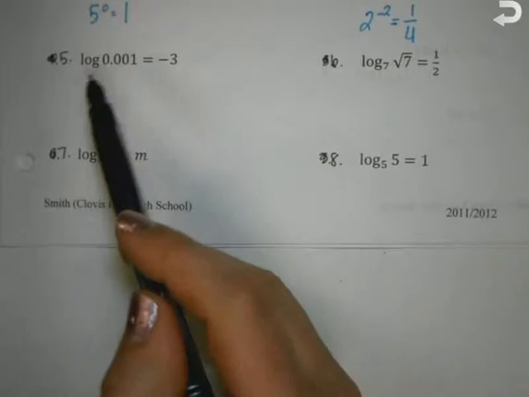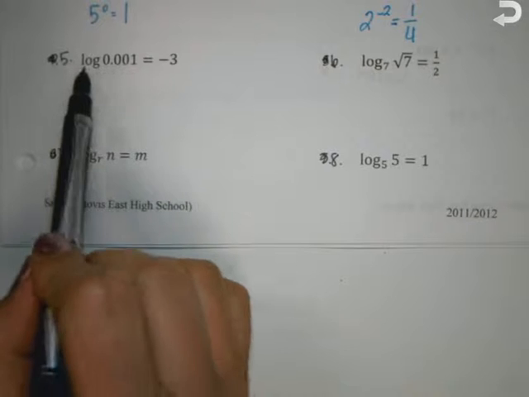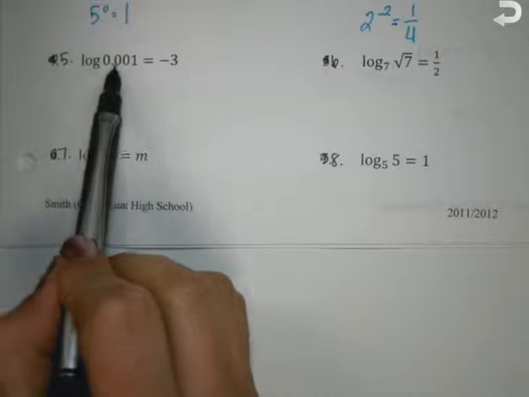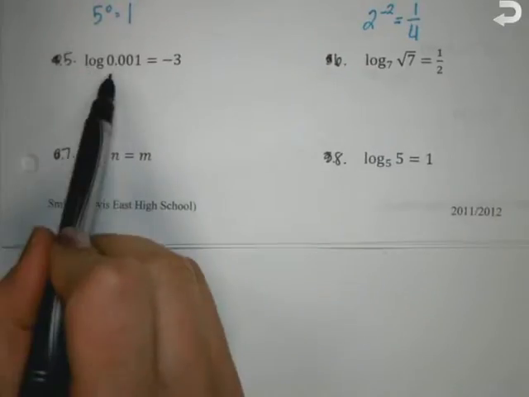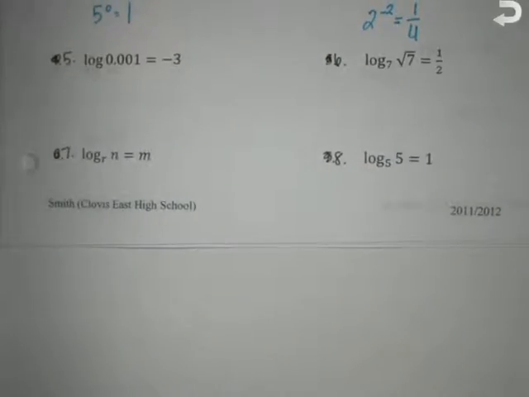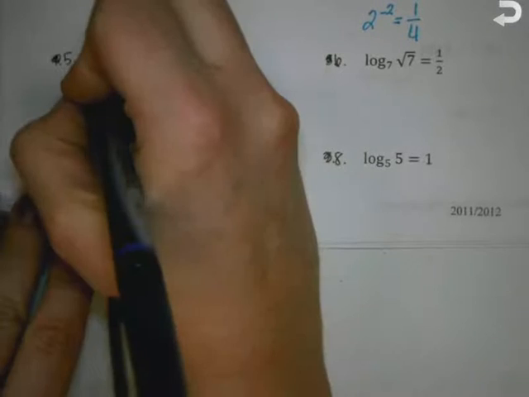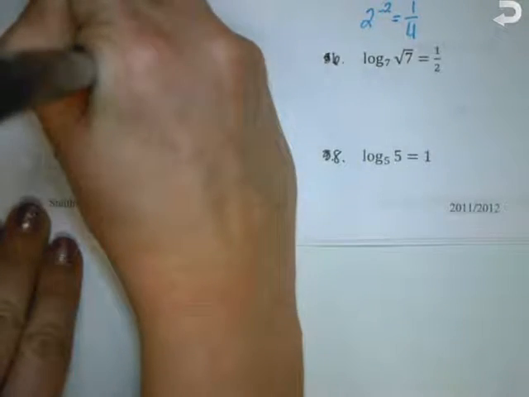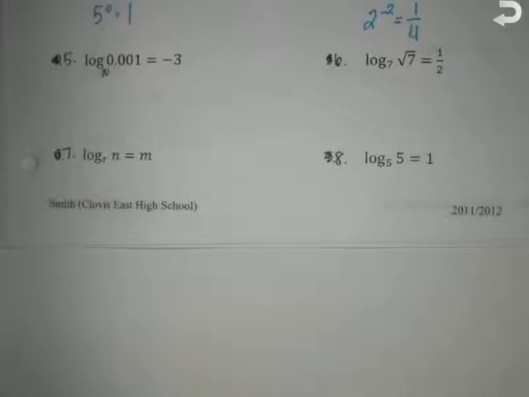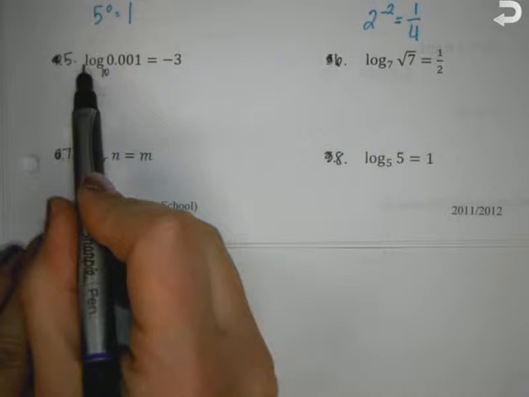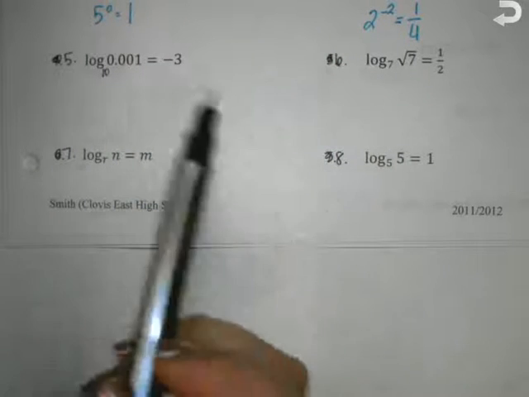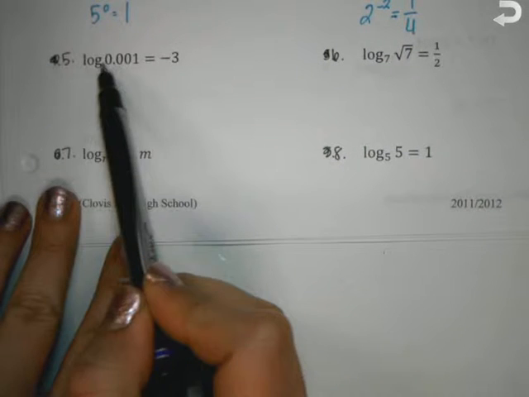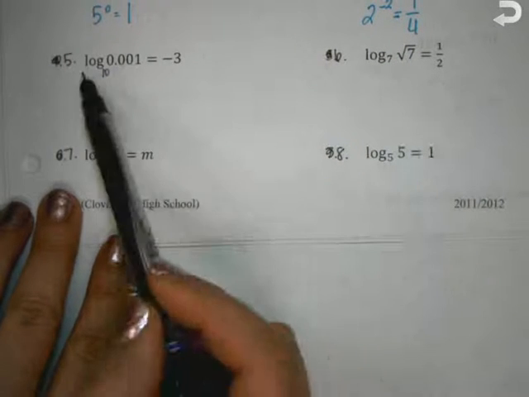We have log of 0.001. There's no base there. For logarithms, if it just says log and they don't give you a base, the base is actually 10. Now why is it 10? Well, our numbers are base 10, right? We always start over after 10. That's why for logs, if we don't write it, we just automatically assume a base 10. And we'll do more practice with that. But just for number 5, just write in a 10 right there. And give me the base and exponential equation of the last 4.